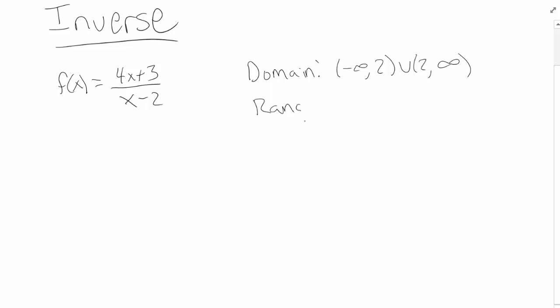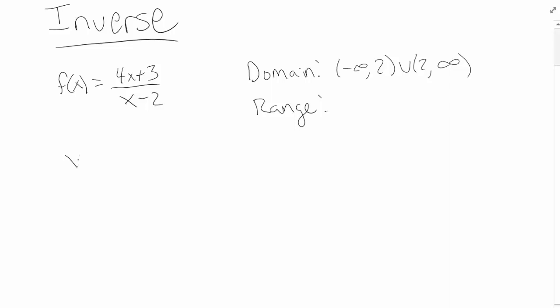And unless you look at the graph, it's kind of hard to tell what the range is. But if I find the inverse, then the domain of the inverse is going to be the range of the original. And the domain of the original is going to be the range of the inverse. So I already know the range of the inverse is negative infinity to 2, union 2 up to infinity. So let's go find the inverse.